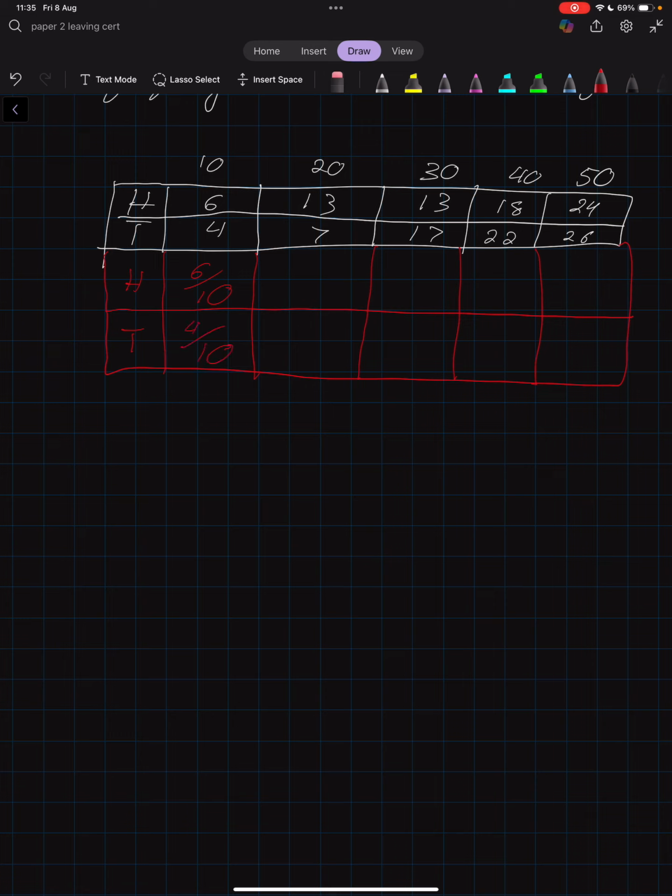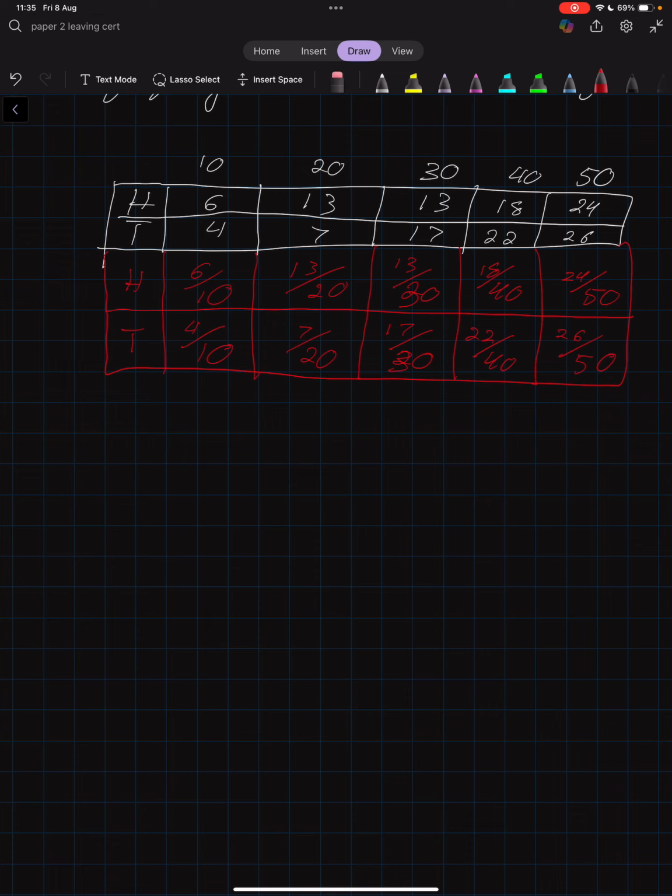For the next one, it's going to be 13 heads over 20 goes. It's 7 over 20. Then it's 13 over 30, 17 over 30, because again, there's 30 flips. 18 over 40. 22 over 40. 24 over 50. 26 over 50. Okay?